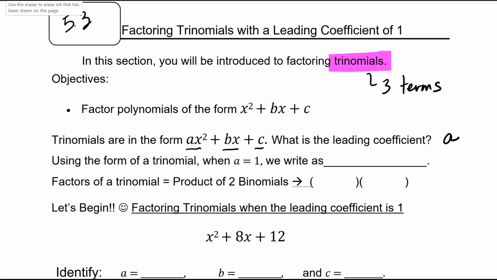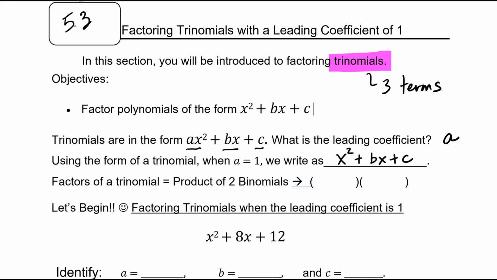Now, if the leading coefficient is 1, or if a was 1, how would you write the form ax squared plus bx plus c? Well, we will write it as x squared plus bx plus c because a is understood.